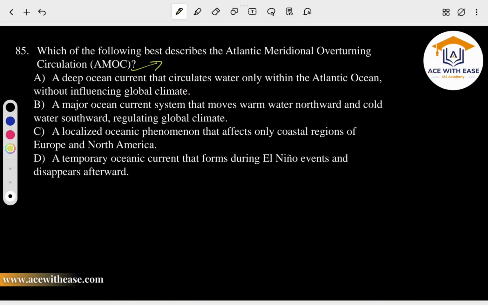It is nothing but the warm surface waters moving towards the North Atlantic, where the cool water sinks and then moves towards the south, and near Europe the heat is circulated. So it's not a localized phenomenon, nor is it El Nino or La Nino effects. So here the option is B. It's a major ocean current system that moves warm water northward and cold water southward, regulating the global climate.